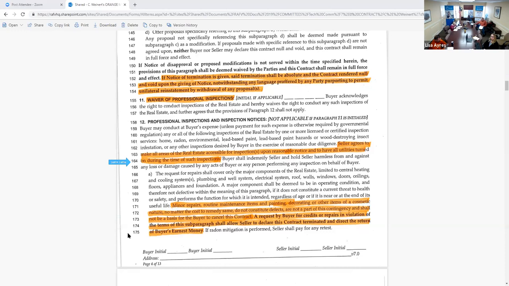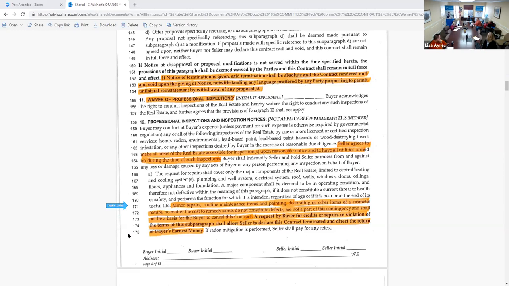Now at 171, we're trying again to clarify what is or is not appropriate to raise under home inspection. All right, minor repairs, routine maintenance items, and painting, decorating, or other items of cosmetic nature, no matter the cost to remedy, do not constitute defects. Okay, I'm going to read it again because some of you don't get it. Minor repairs, routine maintenance and painting, decorating, or other items of a cosmetic nature, no matter the cost to remedy same, do not constitute defects and are not a part of this contingency and shall not be a basis for the buyer to cancel this contract.